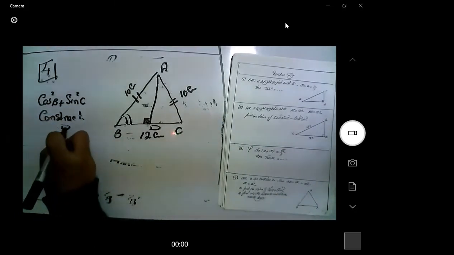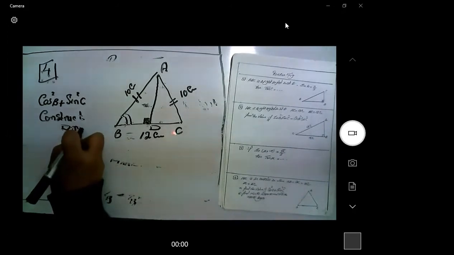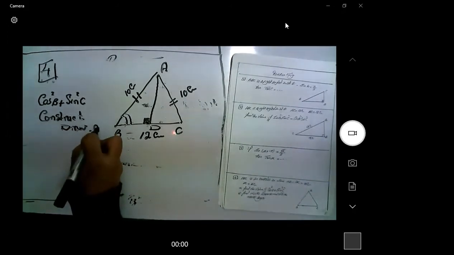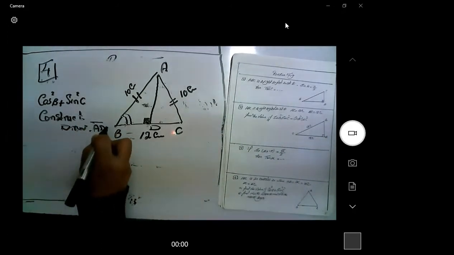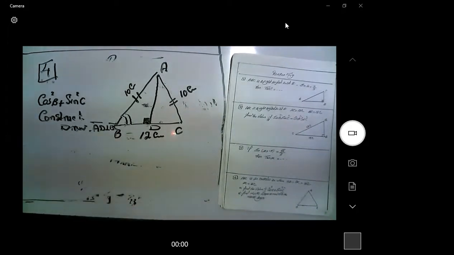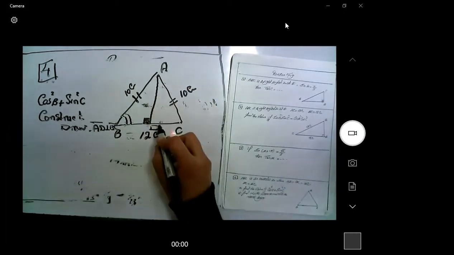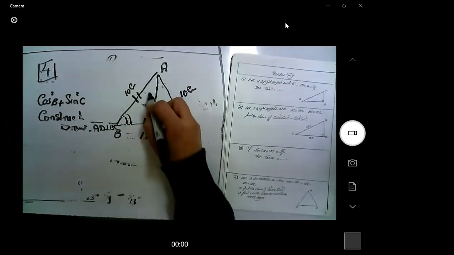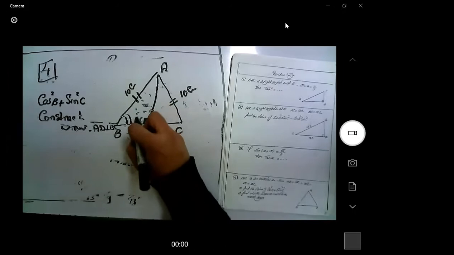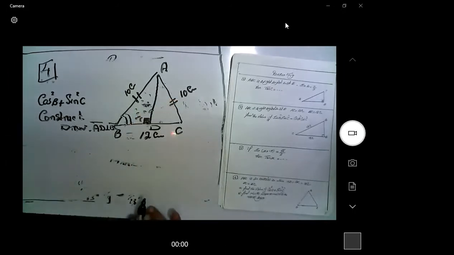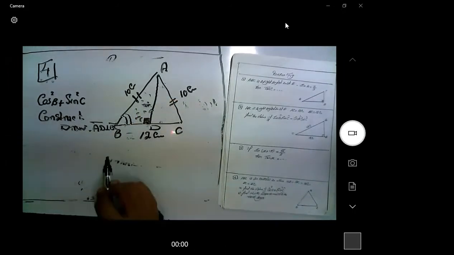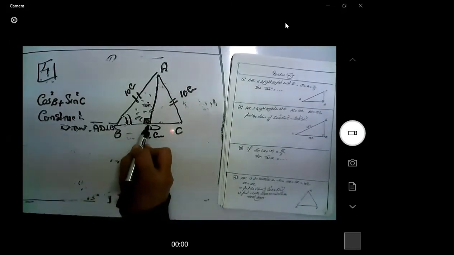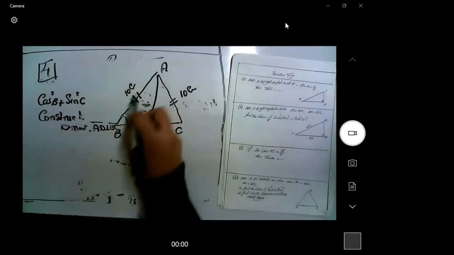Draw AD perpendicular to BC. Now we have the right angled triangle ABD. This is the right angled triangle. So if you want to get cosine angle B, we need the adjacent over hypotenuse.